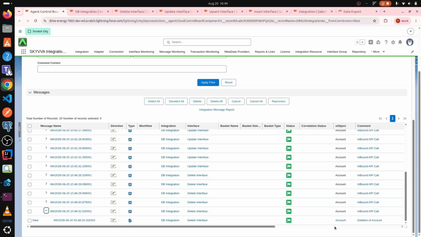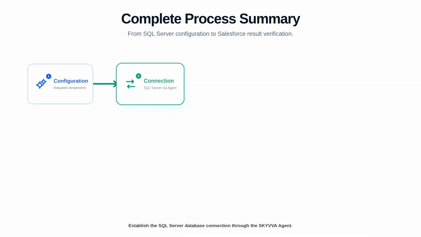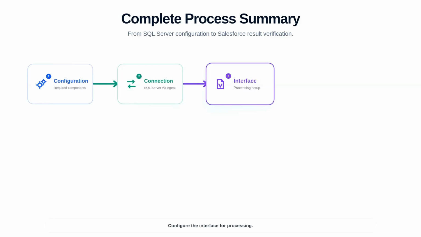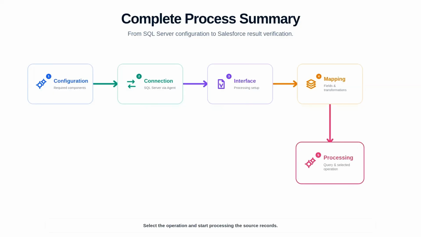We've seen how each operation processes data from the SQL Server Database to Salesforce, and how SKYVVA handles each operation based on the interface configuration and mapping. Let's summarize what we demonstrated in this video. First, we configured the required components and established the SQL Server Database connection through the SKYVVA agent. Next, we configured the interface and mapped the SQL Server columns to the corresponding Salesforce fields. We then selected the required database operation and started the processing.